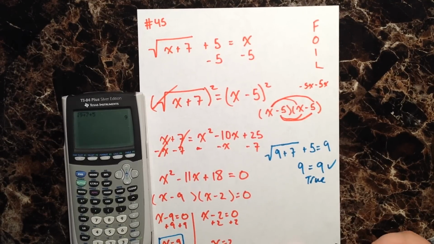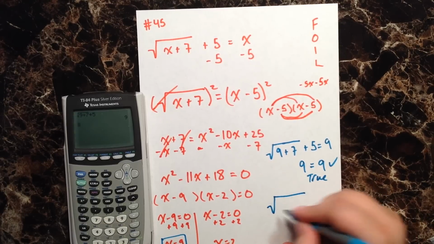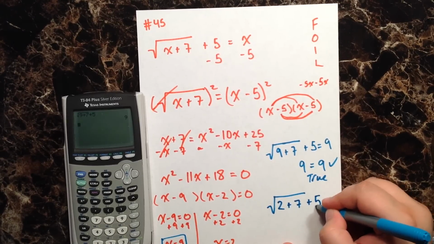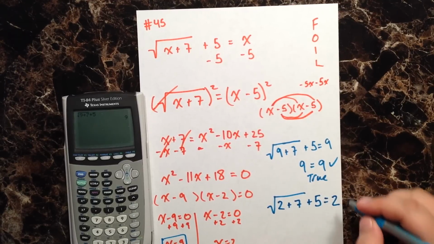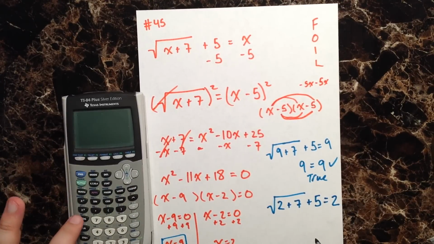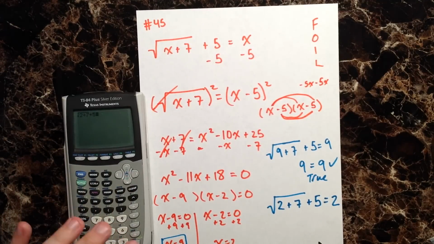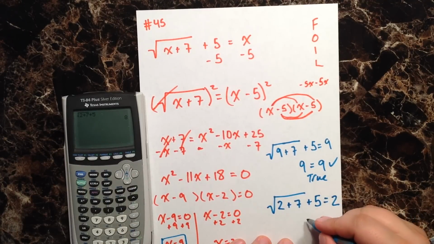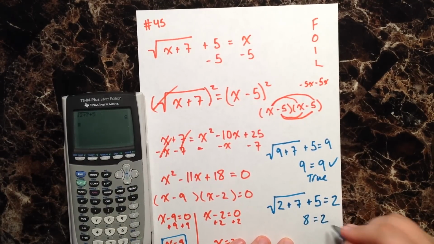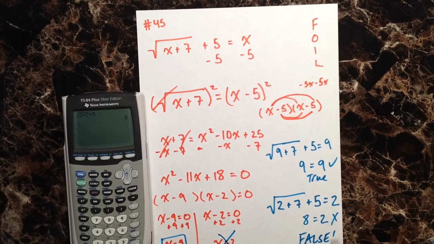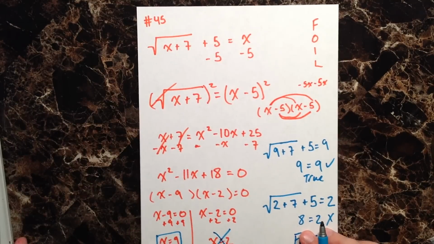Let's see about x equals 2. Square root of 2 plus 7, plus 5, equals 2. Square root of 2 plus 7 plus 5 equals 8. Uh-oh, so this is 8 equals 2. That is a false statement, and so I'm not going to use x equals 2 as a solution. I'm going to drop it.